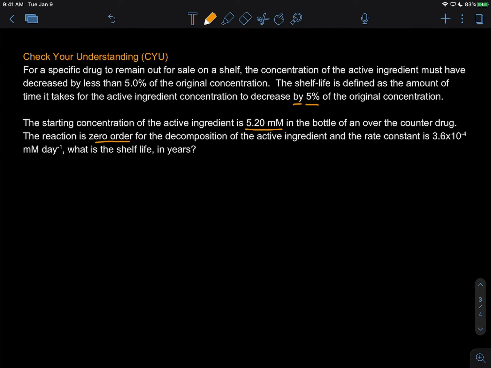So now as you've had a chance maybe to work on this, as you paused your video, let's go ahead and work through this really quickly. So we know that it's zero order, and what that means is we're going to use the integrated rate law expression, where we have A at some time equals our original concentration minus kt. We think, which of these do we know? We know the concentration at some time, the original concentration, and we know our K value.